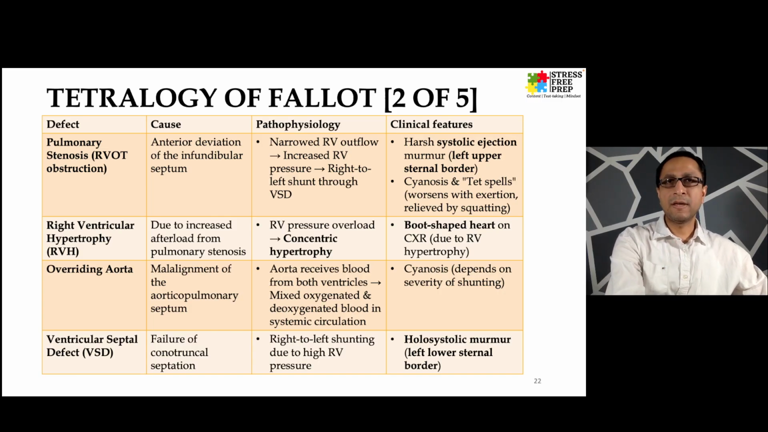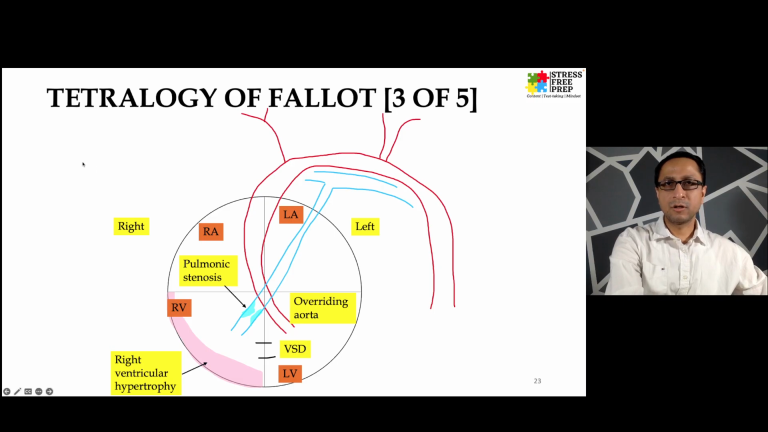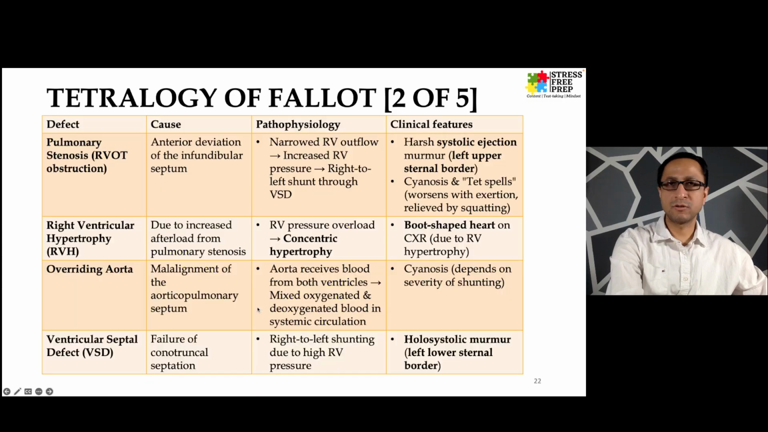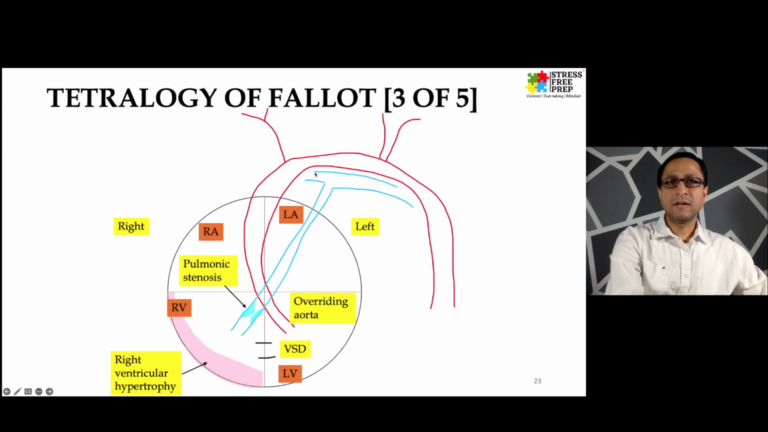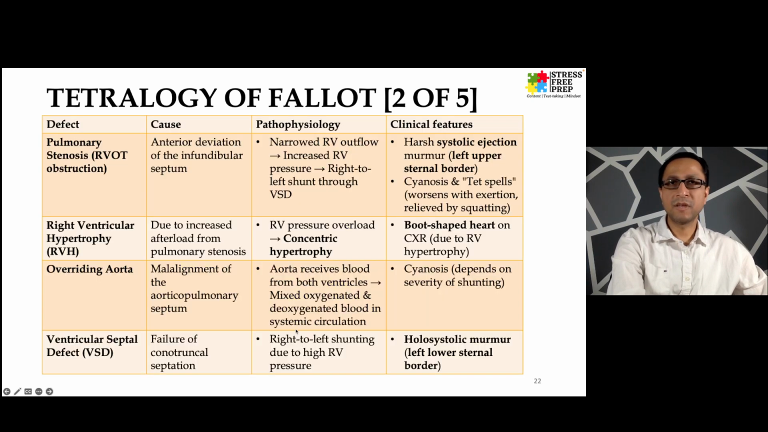Imagine now we have a narrowed right ventricular outflow. If you take a look at this diagram, we have a narrowed right ventricular outflow, pulmonic stenosis, let's say. It increases the pressure in the right ventricle. Because these patients also have a VSD, that increased pressure pushes the blood through that VSD onto the left side of the heart. So from the right, it goes to the left side. That becomes a right to left shunt through the VSD.